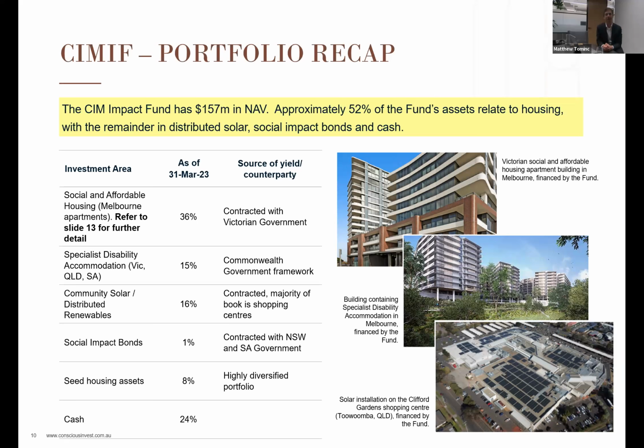The middle picture is an apartment building, also in Melbourne. For those familiar with Melbourne, that's the main Yarra Trail, just near the Yarra River, and those apartments are looking onto that trail. There are disability accommodation apartments in there, 10 of those plus one for a carer. The picture at the bottom is a solar installation on the roofs of the Clifford Gardens shopping centre in Toowoomba, which is now providing green power to the majority of that shopping centre, which is really attractive.